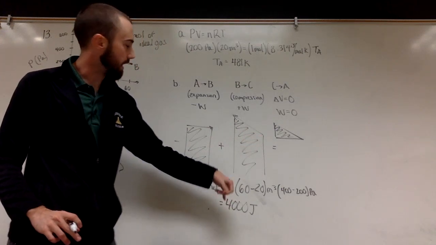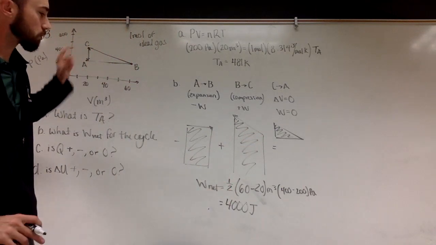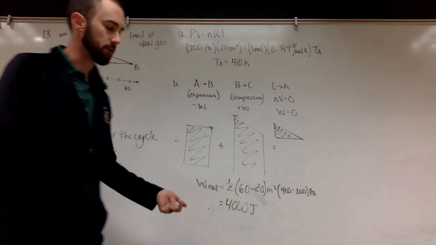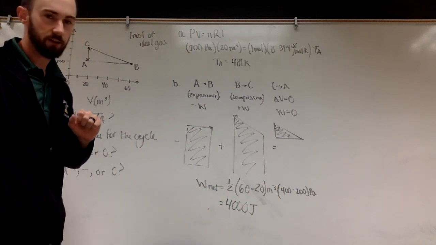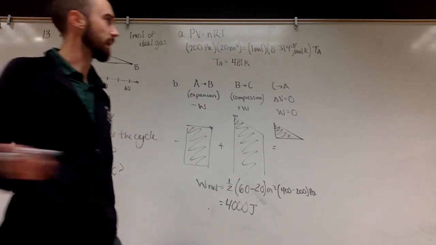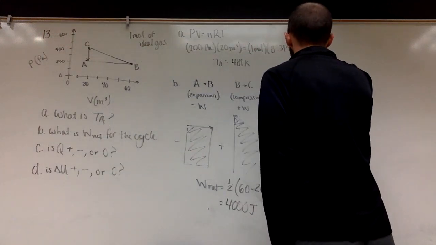Triangles are nice and easy to use. It's just 1/2 base times height. So I do 1/2 times (60 cubic meters minus 20) times (400 pascals minus 200 pascals), and what I'm left with is 4,000 joules.